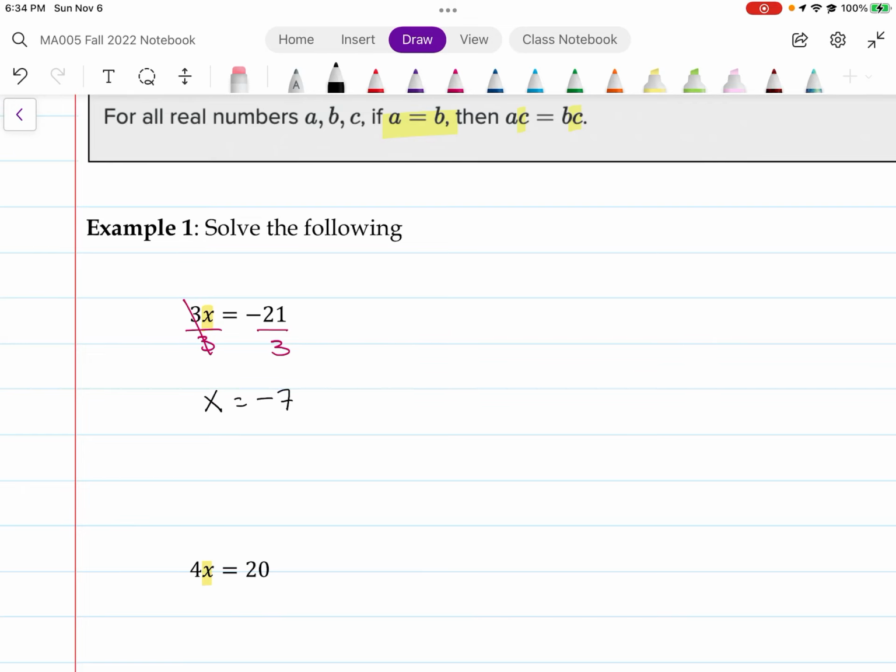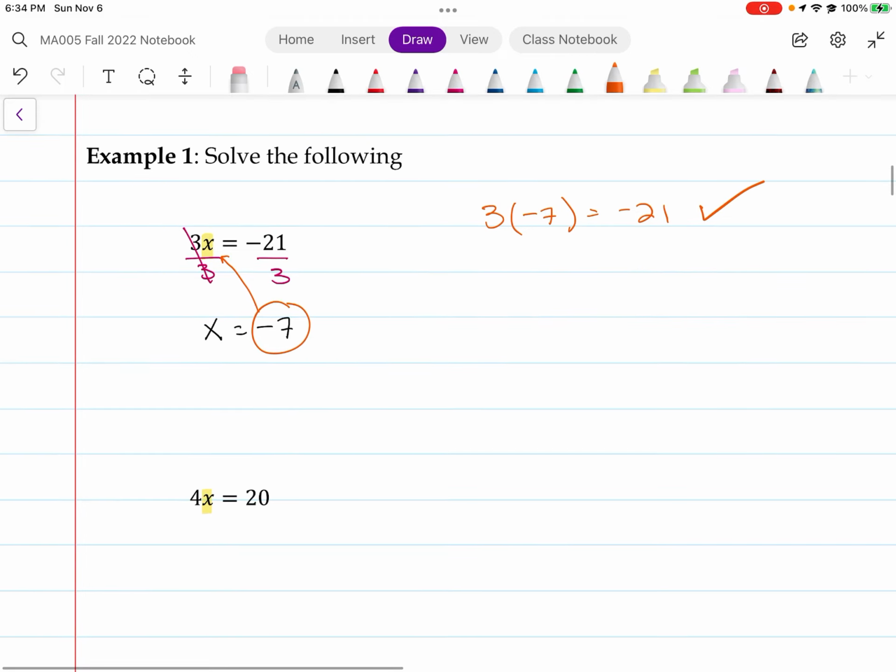Okay, so we're going to divide both sides by 3, and we get x equals negative 21 divided by 3, which is negative 7. So when I keep saying check, what I mean is 3 times negative 7 equals negative 21. Is that true? I put the negative 7 in for the x in the original equation, and I checked, and it is true. 3 times negative 7 is negative 21. So we know we did it right. We checked.